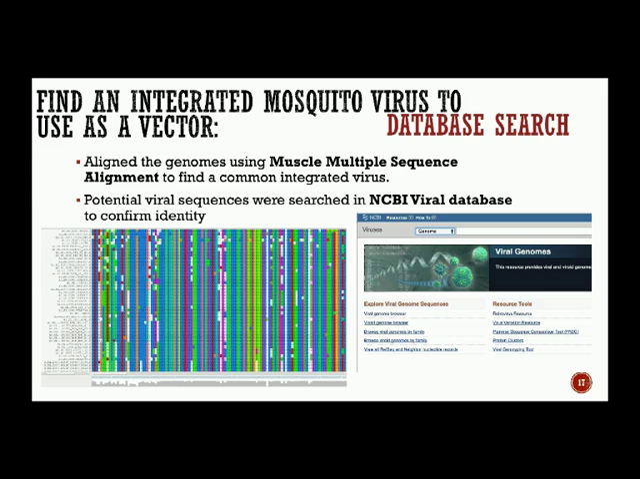Mosquito genomes were aligned using MUSCLE multiple sequence alignment, a bioinformatics program for sequence alignment. Sequences that were not common to all A. aegypti genomes were considered as potential integrated viruses. These sequences were searched in the NCBI viral database. After sorting through all the data, a single virus, TTFCU, was picked, as it had properties favorable to our experiment.